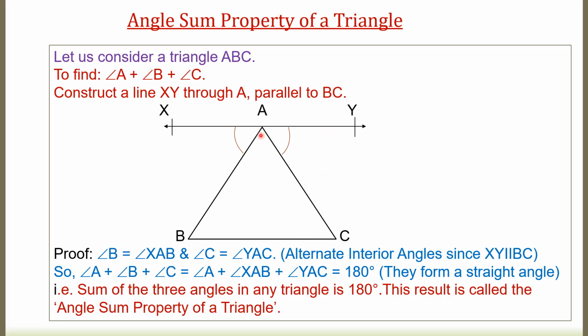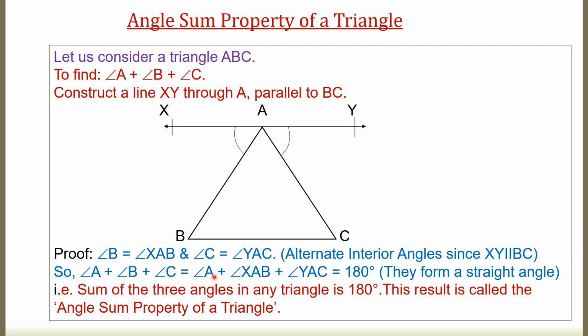Here, since XY is parallel to BC, angle XAB is equal to angle B. And again, angle YAC is equal to angle C, alternate interior angles. Now, let us write A plus B plus C. That is what we have to find.